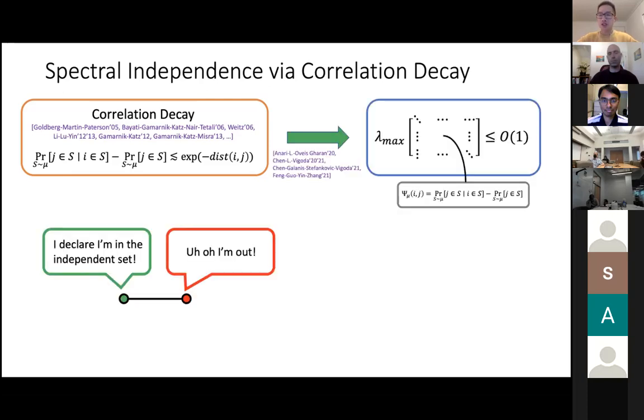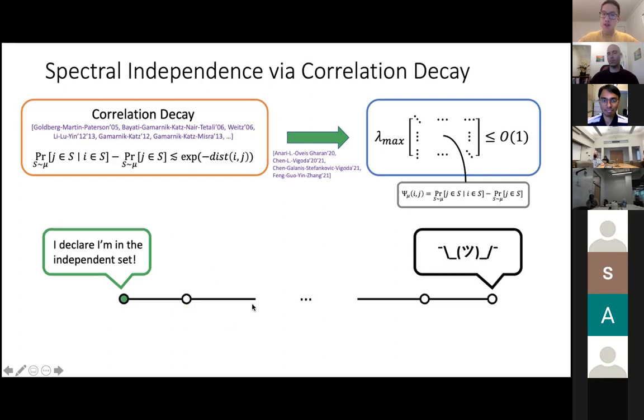I like to draw this picture, at least for independent sets, which just says that if I have two vertices that are neighbors of each other, then their influence might be large, right? If I know one of the vertices is in the independent set, this will force the other vertex to be out of the independent set. But if they're far away from each other, then this vertex doesn't care whether or not that vertex is in the independent set or not.